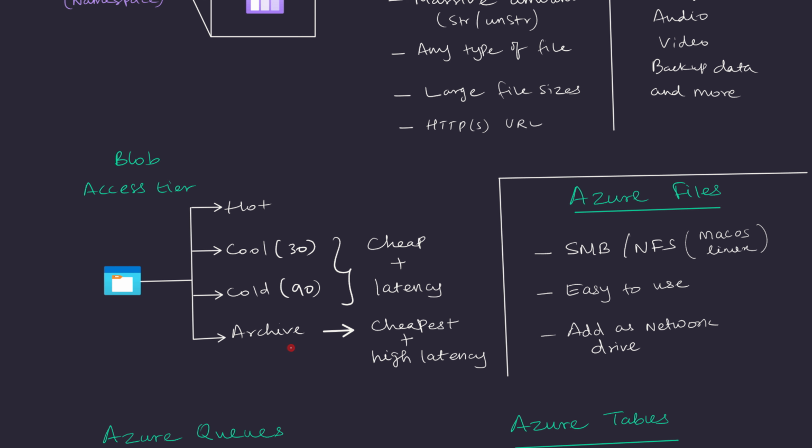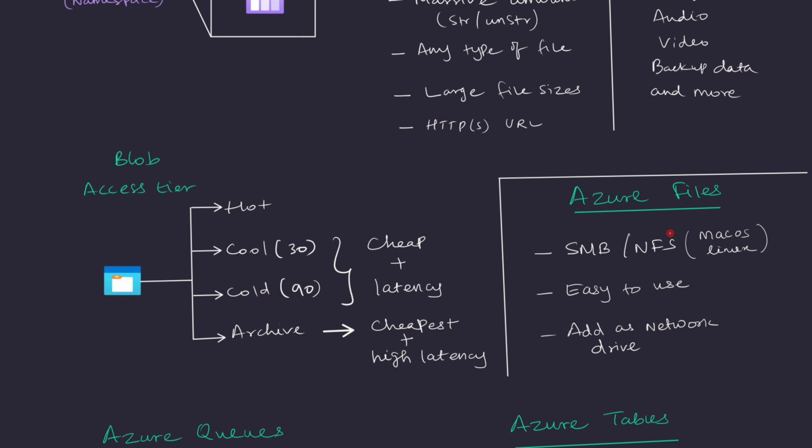The last one is called Archive, and Archive is used for rarely accessed data. This is by far the cheapest option, but it comes with really high latency. Sometimes you even need to wait days to access the data. But if you don't want to access the data quickly, but you want to keep it for a really long time at a cheap cost, then this is an option to go with.